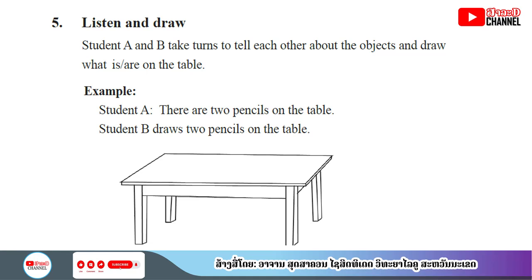Exercise 5. Listen and draw. Student A and B take turns to tell each other about the objects and draw. What is or are on the table? Example. There are 2 pencils on the table. Student B draws 2 pencils on the table.